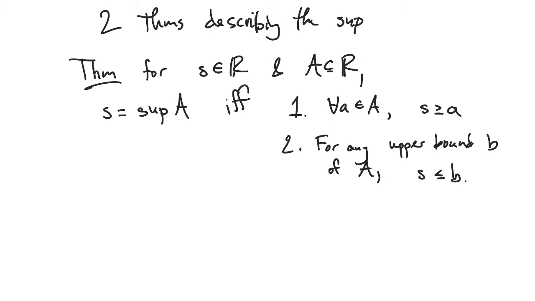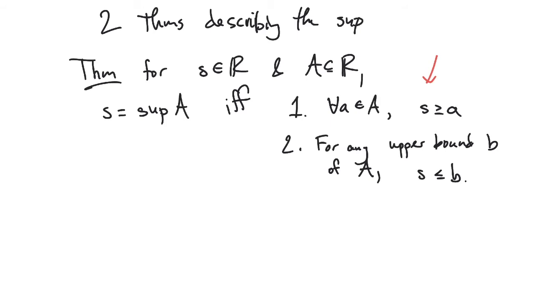So the theorem says that some number is equal to the sup. What that means, if and only if, is it's completely equivalent to the other part, and the other part has two things. The first says that for all a in A, S is greater than or equal to a. In other words, S is bigger than everything in the set A. In more plain language, S is bigger than every element of A.